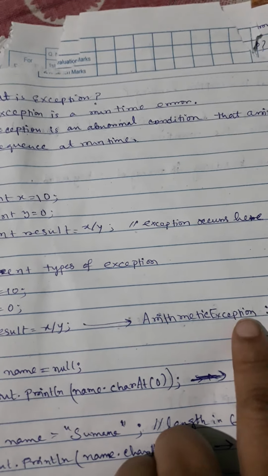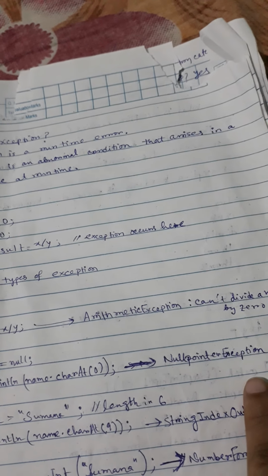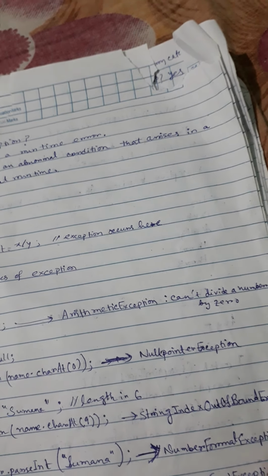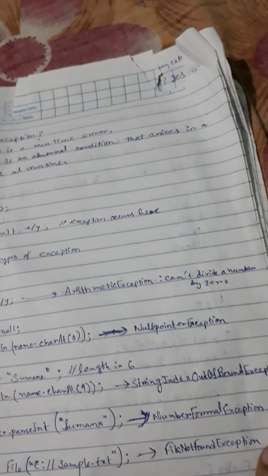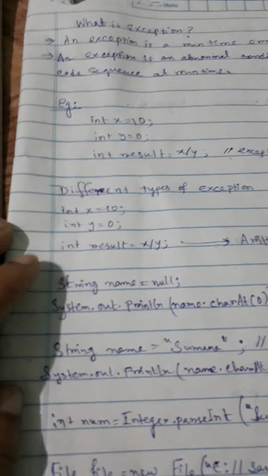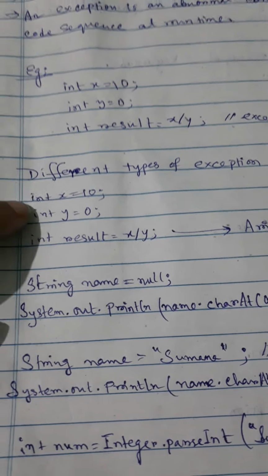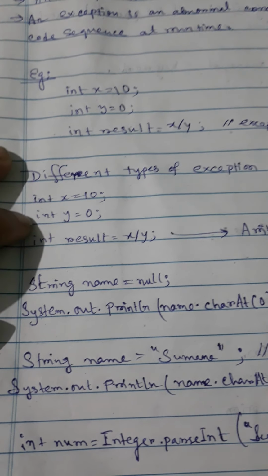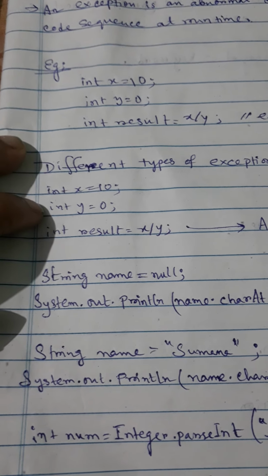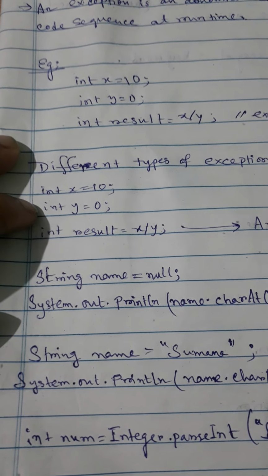So I want to talk about the different types of exception. One is arithmetic exception, two null pointer exception, string index out of bound exception, number format exception, file not found exception. The first example was the arithmetic exception example, because it is about arithmetic logic. This exception is called arithmetic exception, where an integer cannot be divided by 0.